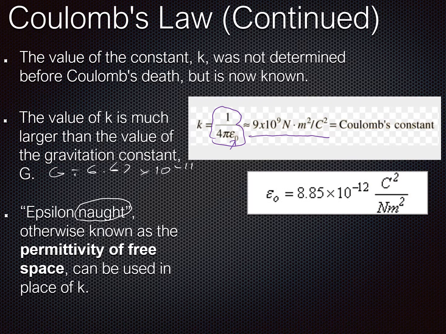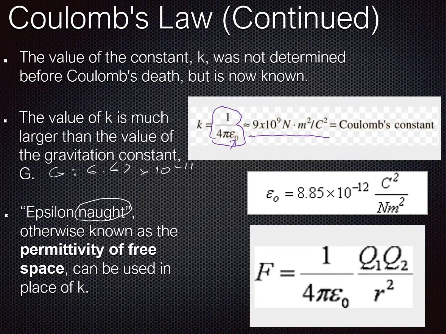And there is the value of epsilon naught. It's really tiny, but since it appears on the bottom of the fraction, that makes the value of Coulomb's constant really big. So it's 8.85 times 10 to the minus 12, and it's just got the opposite units of Coulomb's constant. It's Coulomb squared over Newton meters squared.